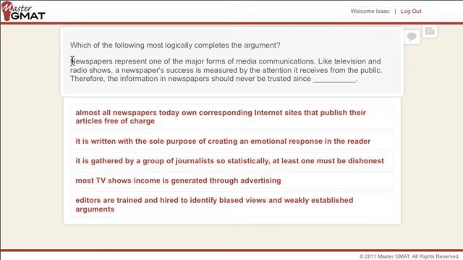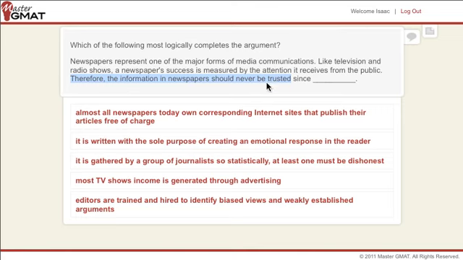Okay, so the first thing we see is that the first sentence is actually a premise, factual, right? Newspapers represent one of the major forms of media communication, fine. Second sentence, also a premise. Like television and radio shows, a newspaper's success is measured by the attention it receives from the public. Okay, now the first part of the third sentence is actually a conclusion. How do we know this? Take a look at the word therefore over here.